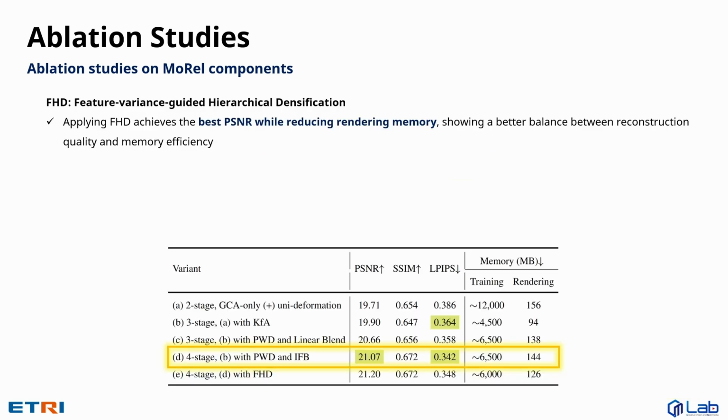Finally, we apply FHD, or Feature Variance Guided Hierarchical Densification. With FHD, we achieve the best PSNR while also reducing rendering memory. This demonstrates a better balance between reconstruction quality and memory efficiency.